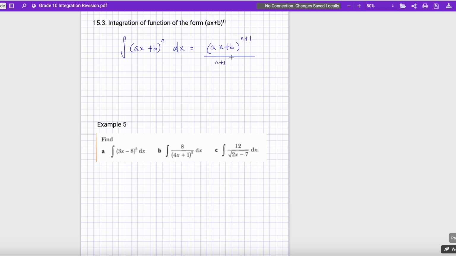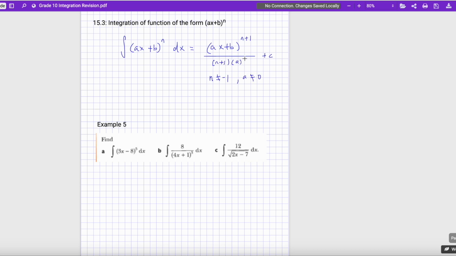Now the next thing we will do is differentiate the function inside the bracket. In this case, if we differentiate ax + b, we should get a, right? So the a, we will divide by it. So it's basically a multiplication to the denominator side, and we're going to add a c. So basically that's how we will integrate (ax + b)^n. Do take note that n cannot be equal to minus 1, and that a cannot be 0.